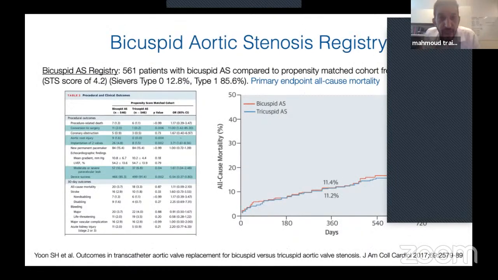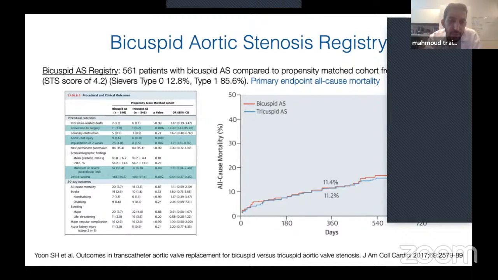So TAVR has been done, though it's not in a randomized trial. There is a registry of bicuspid aortic stenosis patients that have been treated by TAVR. And when we look at the graph on the right, all-cause mortality is similar. Again, these are pre-selected patients, so they're evaluated and decided for TAVR. So it can be achieved with reasonable mortality that approaches what we see with tricuspid AS.